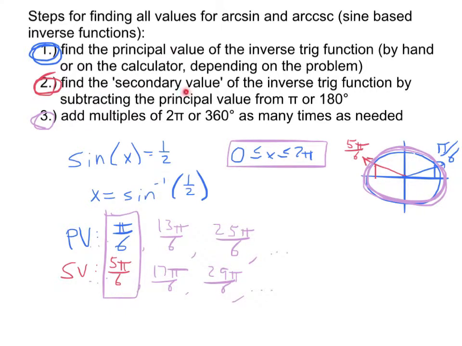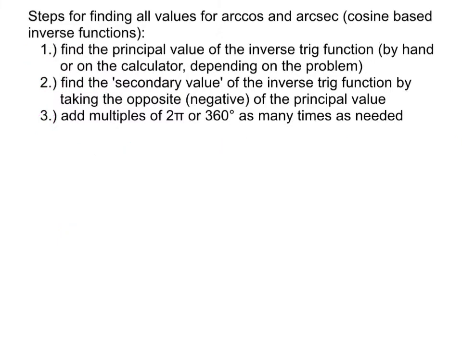Step 2, find the secondary value by subtracting from pi or subtracting from 180, that finds you the other one. Then add 2 pi as many times as you need to find all of the other values. So that's how you do it for arcsine and arccosecant. So I'm hoping I can do the next 2 slides a little bit more quickly. The next one I'm going to be talking about arccosine and arcsecant.